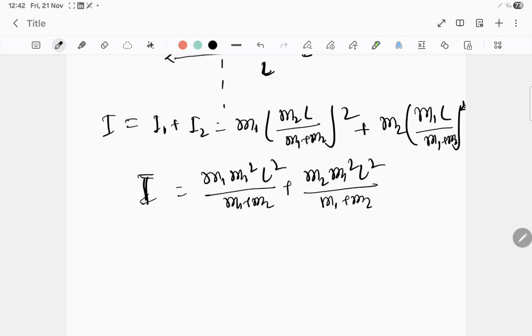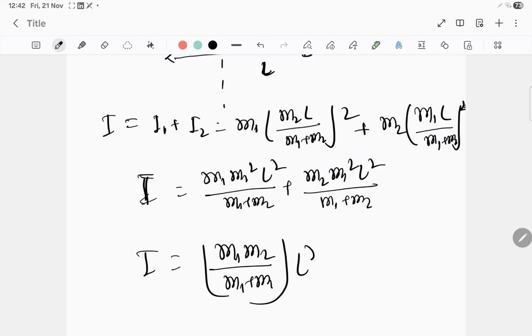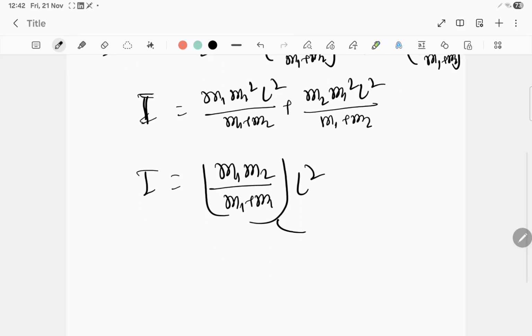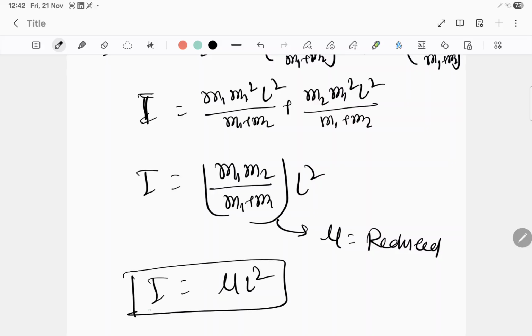If we solve this, I get I equal to m1 m2 upon m1 plus m2 into L square, and you are familiar that this is known as the reduced mass. We name the quantity which comes from these terms the reduced mass, and I equals mu into L square, where mu equals m1 into m2 upon m1 plus m2.